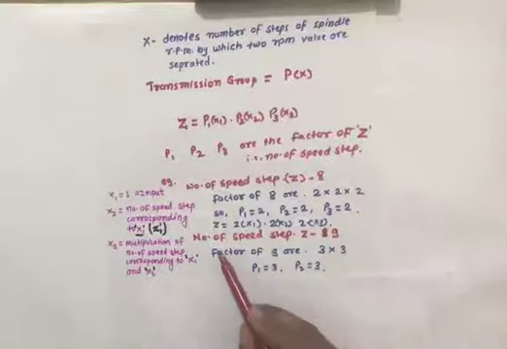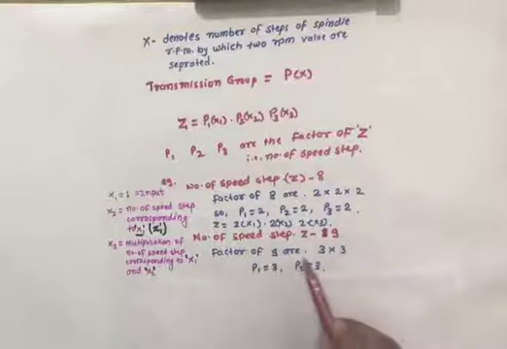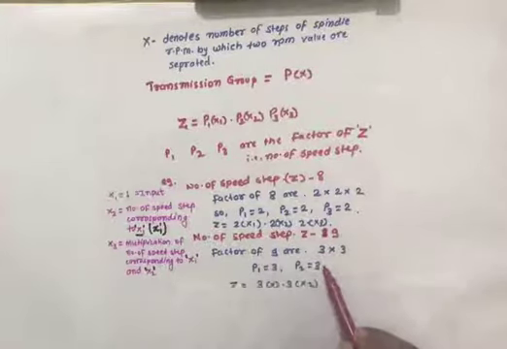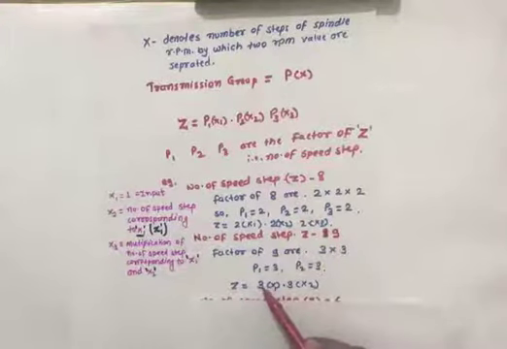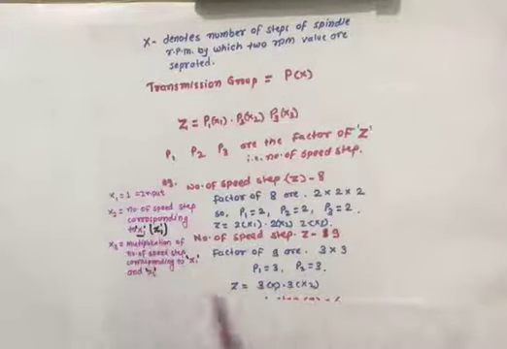Now if the number of speed steps is 9, then the factor is 3 into 3. So P1 is 3, P2 is 3. Similarly Z is equal to 3 x1, 3 x2. Again x1 is 1 always and x2 will be the speed step corresponding to x1. So x1 is 3, so this x2 becomes 3.